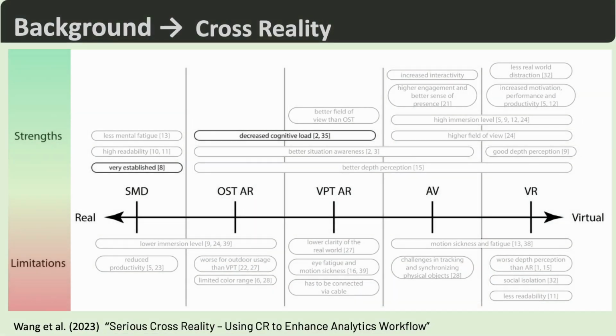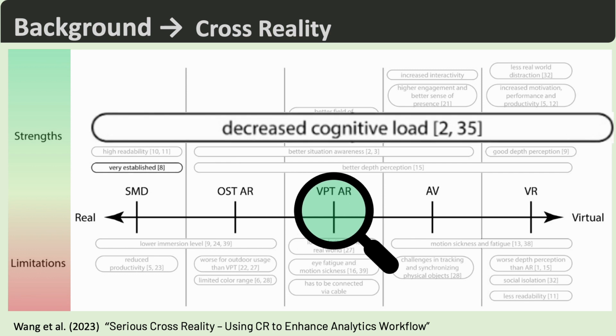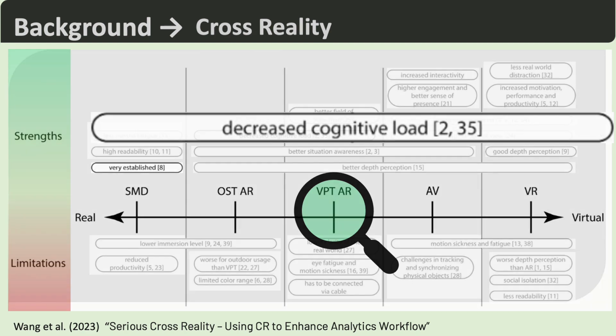Cross-reality is a concept connected to Milgram's reality-virtuality continuum, or the RVC. Cross-reality technologies allow systems at different points on this continuum to be interconnected, allowing simultaneous usage or transition between these points on the RVC. For instance, our cross-reality system tries to interconnect well-established systems using traditional monitor displays in the real environment with video passed through augmented reality systems. These mixed reality systems have the potential to decrease cognitive load for the users.